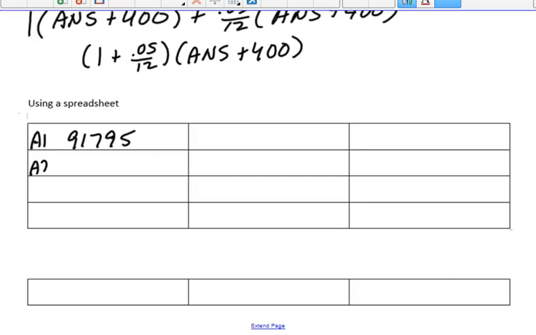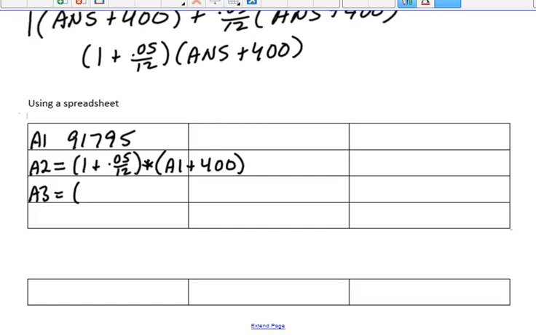In cell A2, I put equals, and then I would put my interest. So this is the amount plus the interest. And then, oh yeah, I need to put my little times. That's important that you put the asterisk in there, or it will say error. And then I would have A1 plus 400.